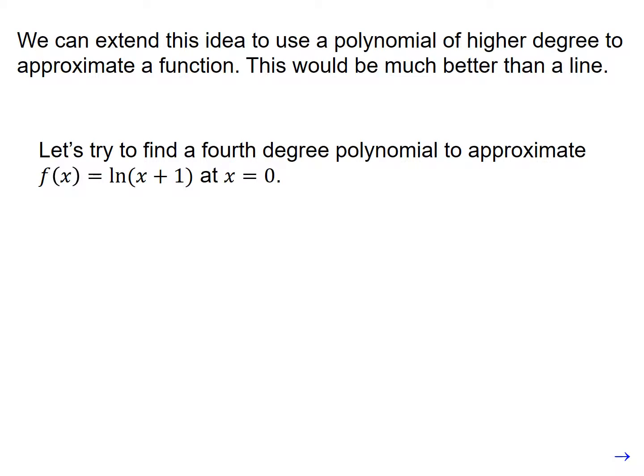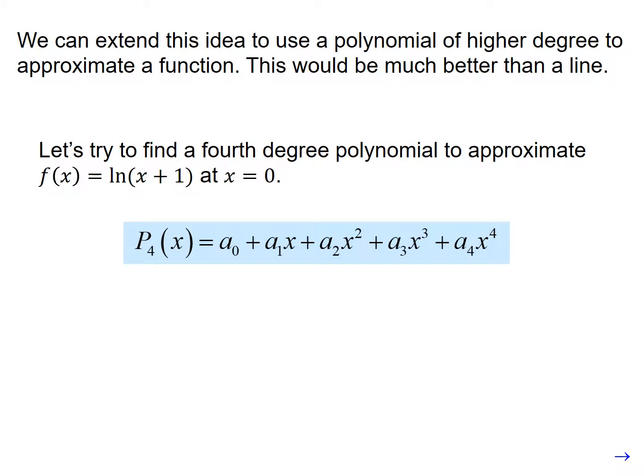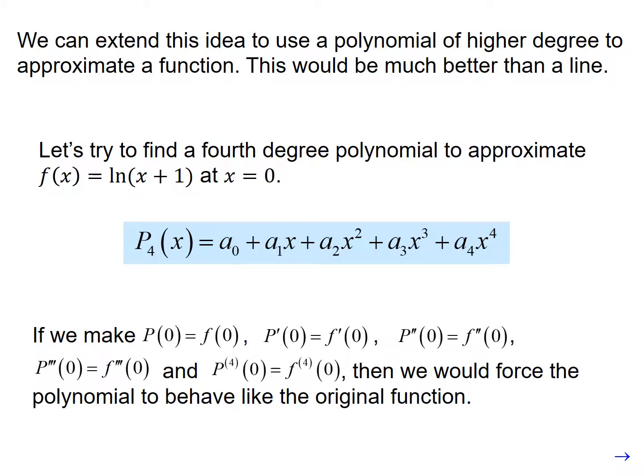So we're going to try to find a fourth degree polynomial to approximate natural log of x plus 1 at x equals 0. So we're trying to find a polynomial that behaves a lot like natural log of x plus 1. We'll use the notation p sub 4, so that means polynomial of degree 4. And it's going to have 5 terms. There's the constant term a sub 0, a sub 1 times x, a sub 2 times x squared, a sub 3 times x cubed, and a sub 4 times x to the fourth. These are all of the terms that could make up a fourth degree polynomial.